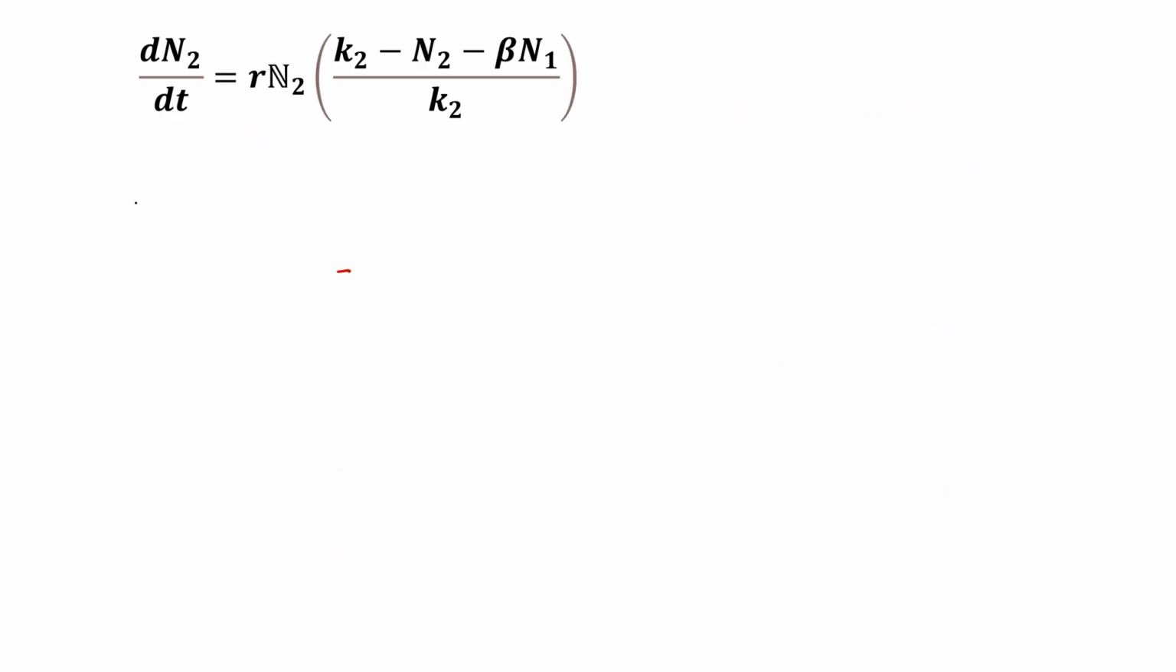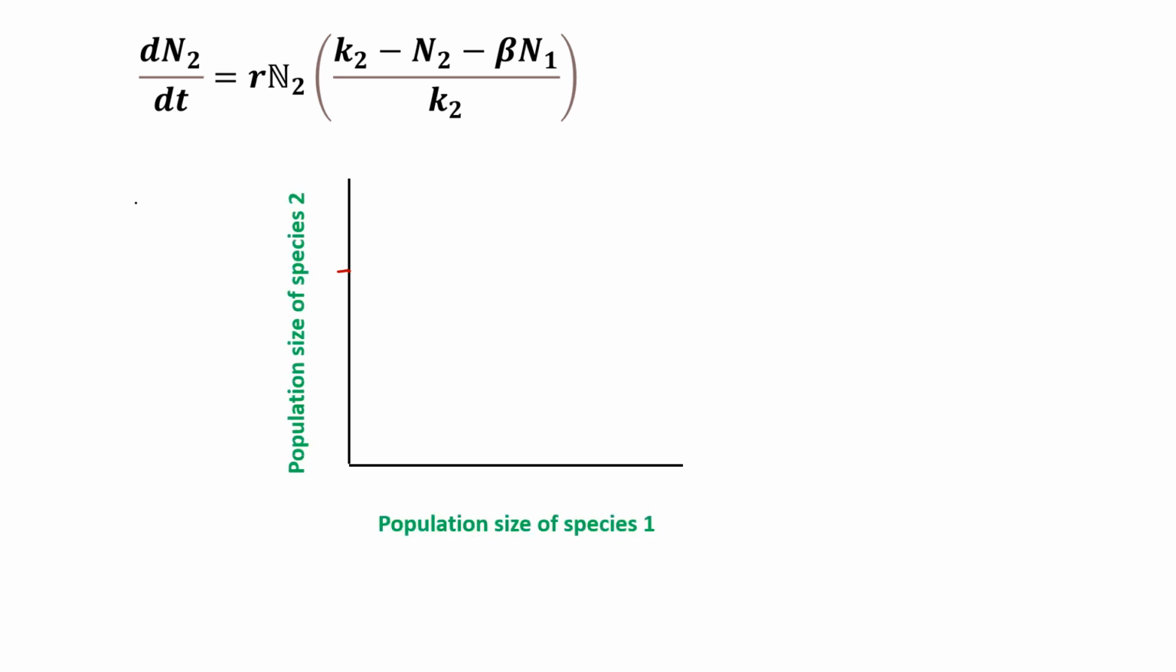Now for species 2, the equation is dN2 upon dt is equal to R N2 in the bracket K2 minus N2 minus beta N1 upon K2. When we plot the graph for this equation, K2 upon beta will be the population size of species 1, and K2 will be the population size of species 2.